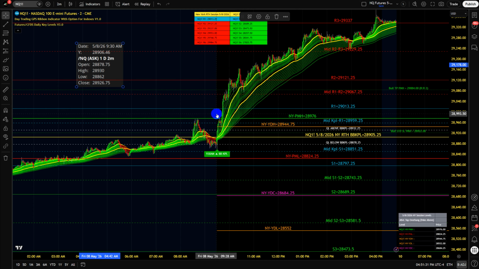Now, as far as exits, what you can do is you can either place your sell to close exactly at the level. So in this case, 28,976 even, 29,013.25. You can also look at this as a zone. So you could go 1 to 4 ticks above or 1 to 4 ticks below.